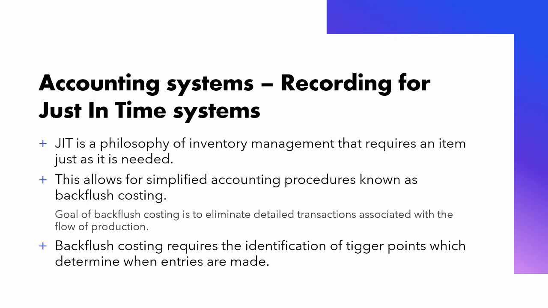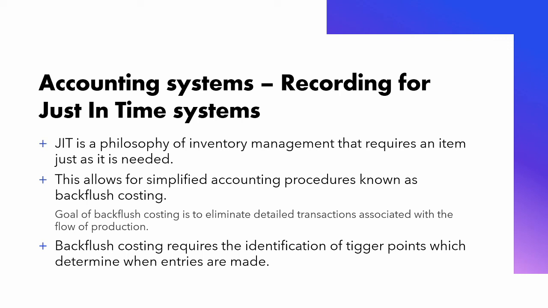The final issue we will look at in this video is a brief overview of recording for a just-in-time inventory management system. Just-in-time, or JIT, is an inventory management philosophy which basically requires an item just as it is needed. So for example, if you require wood for production, the wood will arrive on the factory floor from the supplier immediately as you begin production. It is not kept in storage.